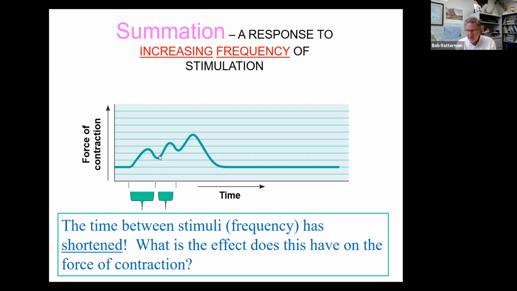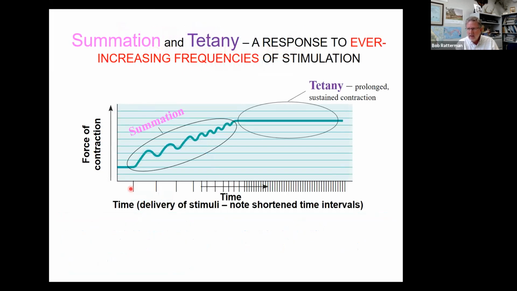If you continue to increase the frequency of stimuli, which means to decrease the time between stimuli, as noted by these vertical lines, you will first get summation, and then you'll get a point at which the muscle is in prolonged, sustained contraction. Because you're zapping it so fast, there's no time at all for relaxation to occur.